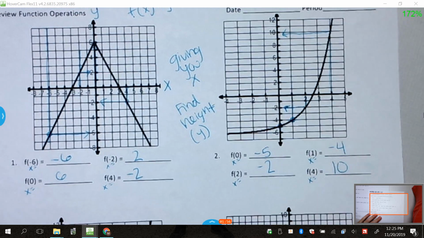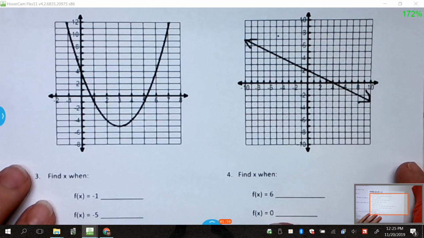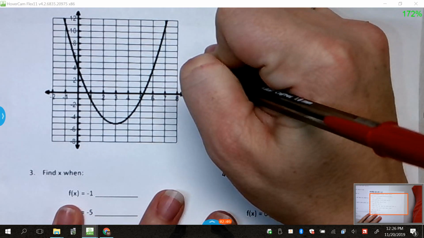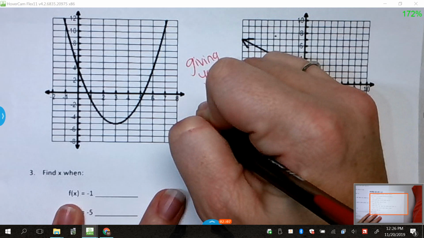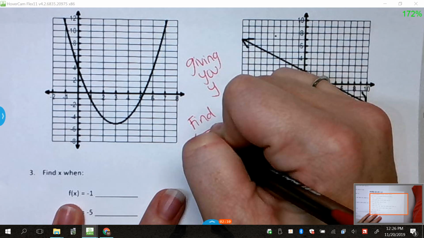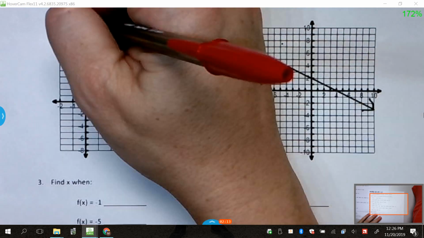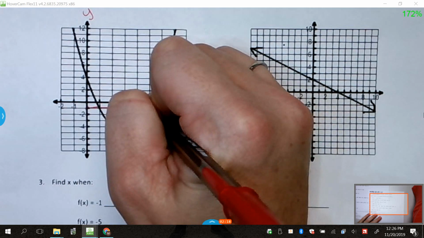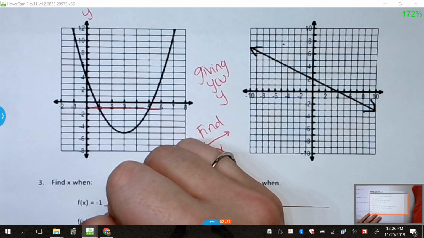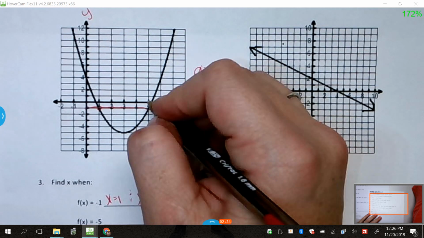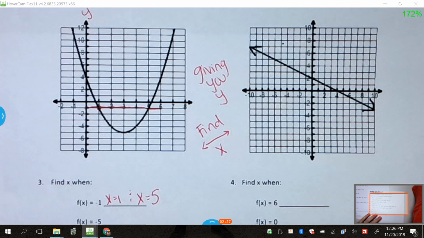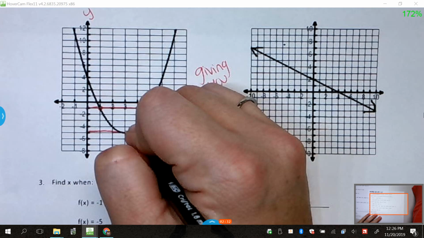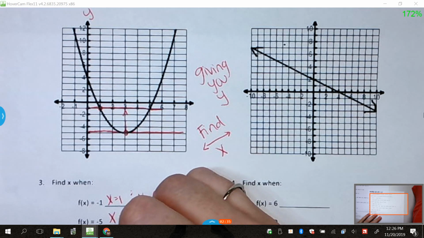Okay, so now looking at these, if you notice all of these are f of x equals, which means these are giving you y. Find your side to side, your x. Okay, so this is my y. So y equals -1. Well, -1 is a height here. So if you notice, it's at x equals 1 and x equals 5. Okay, y equals -5 is here. It's a height of -5 all the way across. And it touches here at x equals 3.